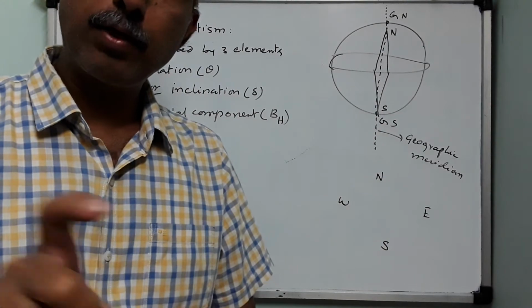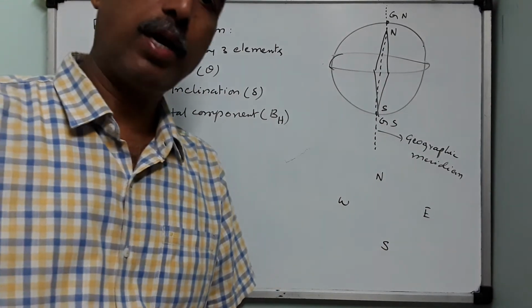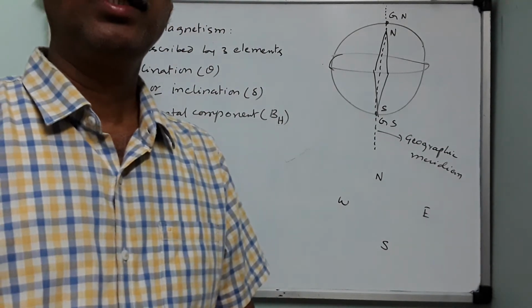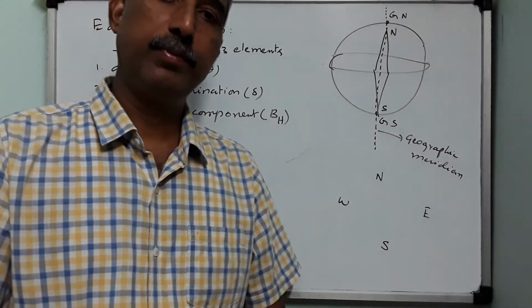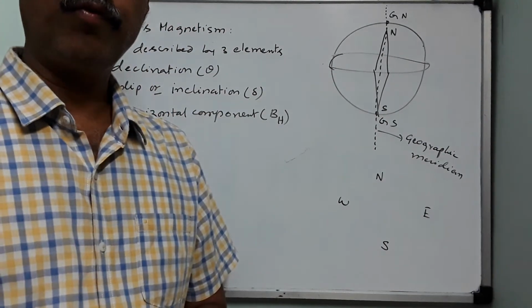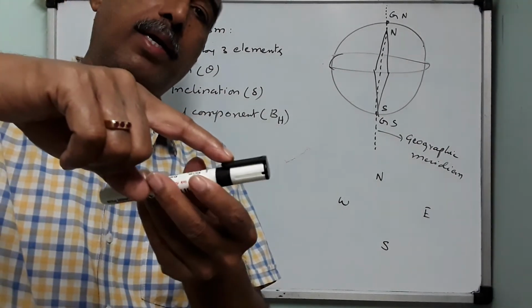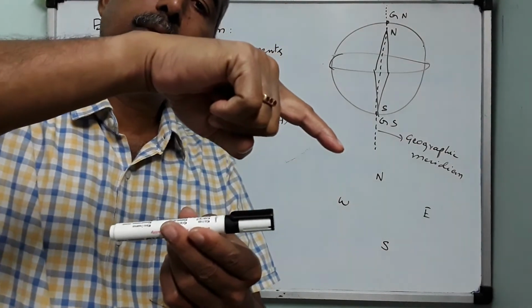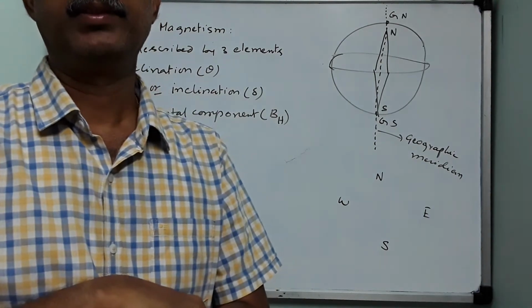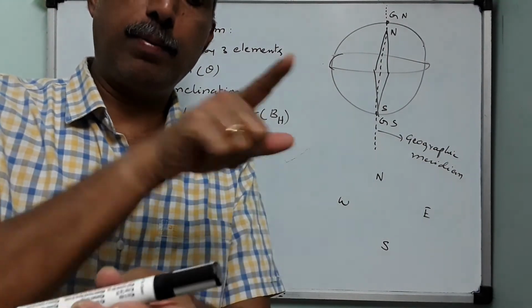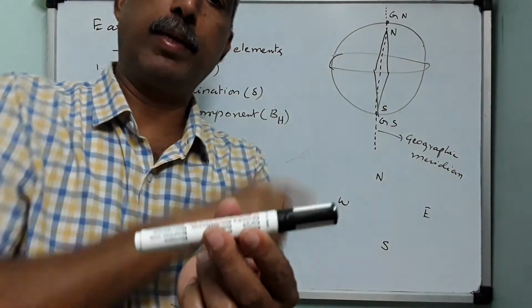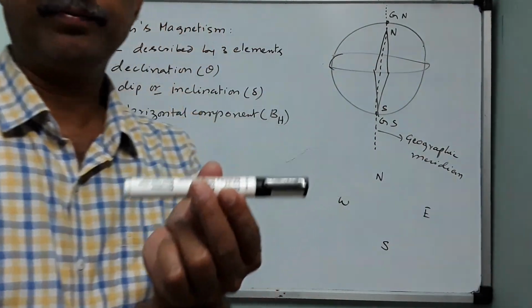Why can't it turn towards east or west? Why should it always align along geographic north and geographic south? The reason is, earth itself has magnetism. Earth behaves like a huge magnet. If the north pole of the bar magnet is pointing towards this side, then there will be the south pole of the earth's magnet. Only a south pole can attract the north pole. A north pole of the bar magnet can be attracted by the south pole of the earth's magnet.